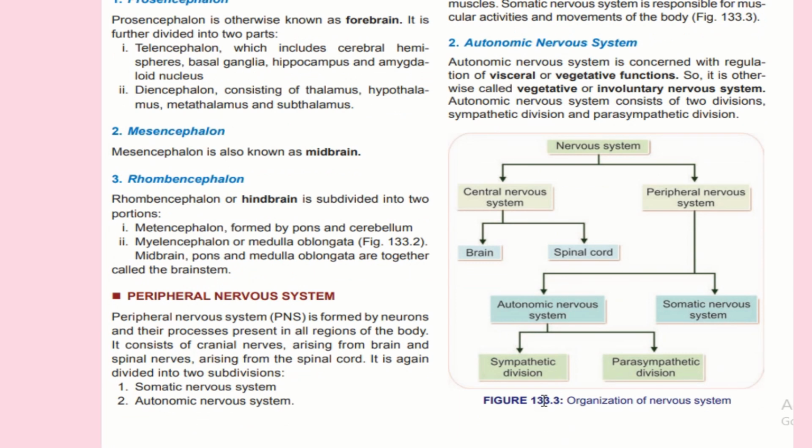Let's look at figure 133.3, which is the organization of the nervous system. The nervous system is divided into CNS and PNS. CNS consists of the brain and spinal cord, whereas PNS consists of the autonomic nervous system and somatic nervous system. The autonomic nervous system is further divided into the sympathetic division and parasympathetic.